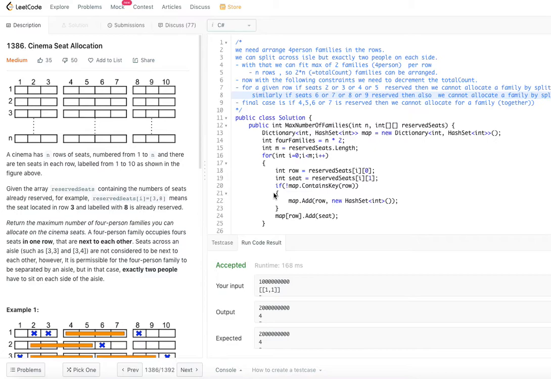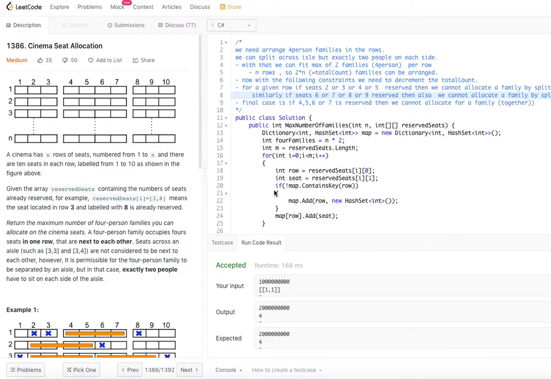I am back with another problem from Leetcode today, cinema seat allocation. A cinema has n rows of seats numbered from 1 to n, and there are 10 seats in each row labeled from 1 to 10 as shown in the figure. So there are n rows and in each row there are 10 seats.